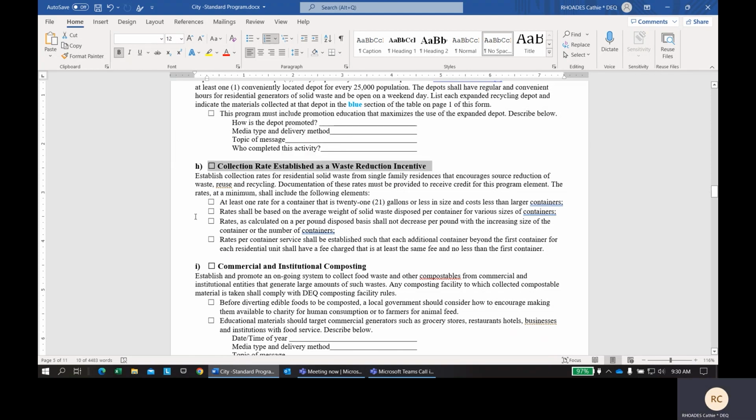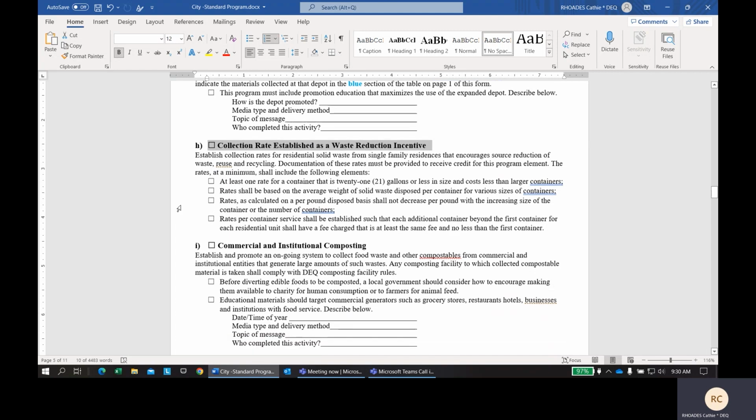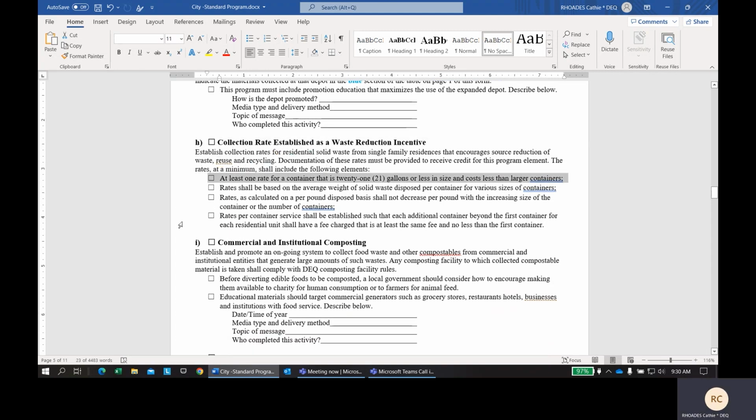Next, moving on to H. This is a collection rate established as a waste reduction incentive. This requires that you establish collection rates for residential solid waste from single-family residents that encourage source reduction of waste, reuse, and recycling. So the rates at a minimum shall include the following: at least one rate for containers that is 21 gallons or less in size and costs less than the larger container. Rates shall be based on an average weight of solid waste disposed per container for various sizes of containers.